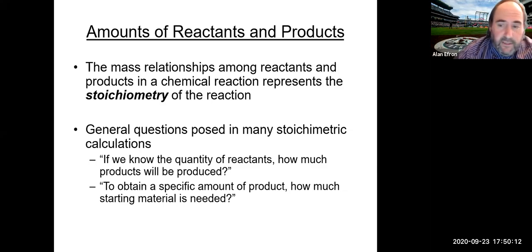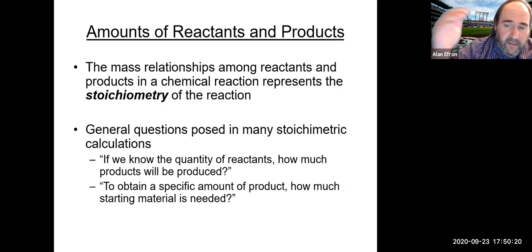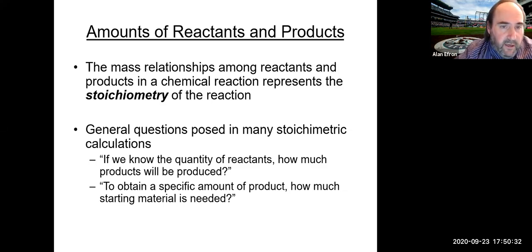And if we know something about the reaction, so if we know how much of a reactant we started with, we could figure out how much product we make. We could also figure out how much of the other reactant we would need. If we know how much product was made, we could actually calculate backwards and figure out how much of the reactants we started with. So there's a lot of different types of calculations that you could do in stoichiometry.